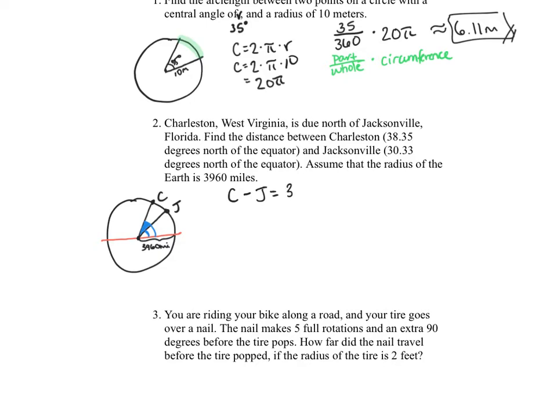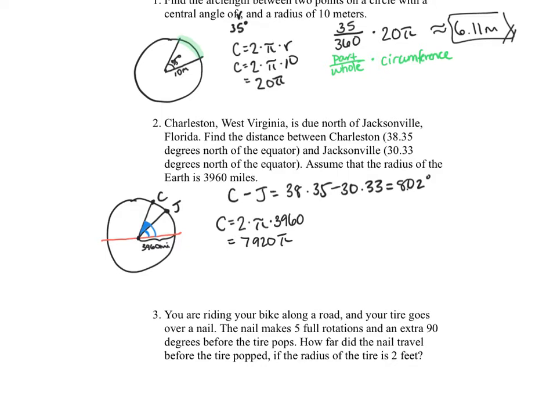So in this case, it's going to be 38.35 minus 30.33, leaving us with 8.02 degrees. So that blue shaded in area right now is 8.02 degrees, and that's the distance between them. Next, let's find our circumference. So C is equal to 2 times pi times our radius, which is 3,960.